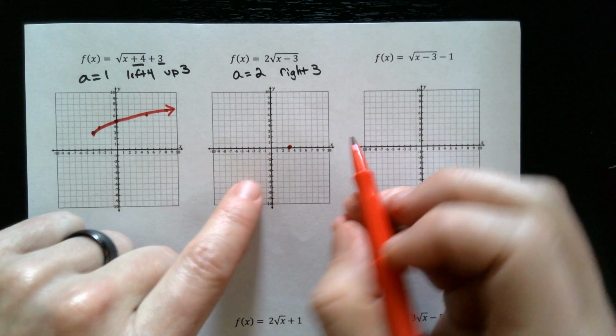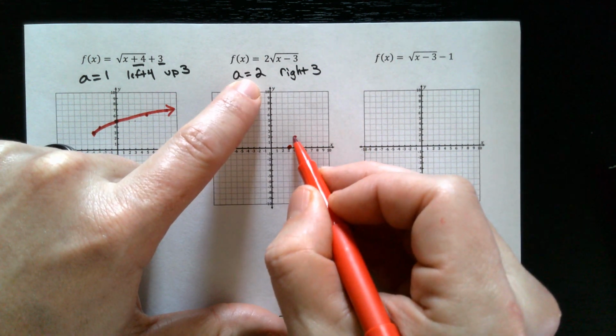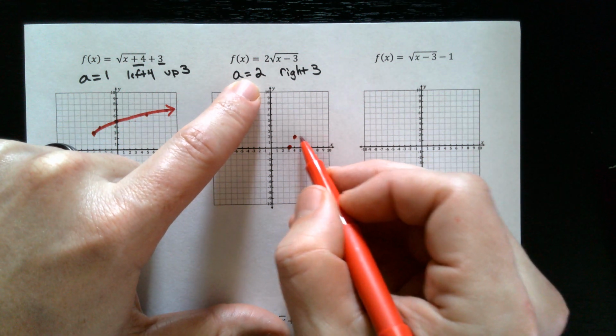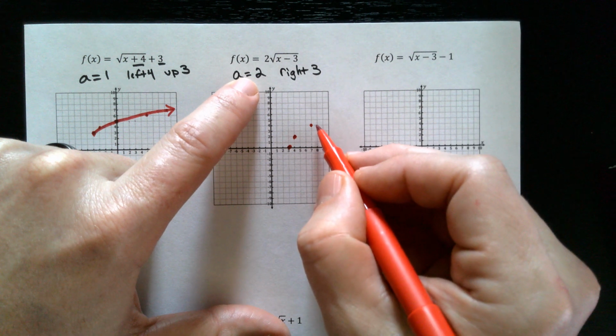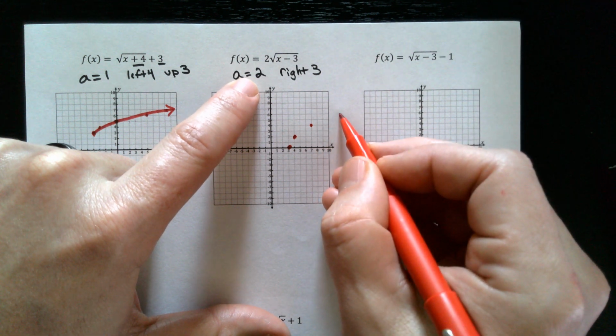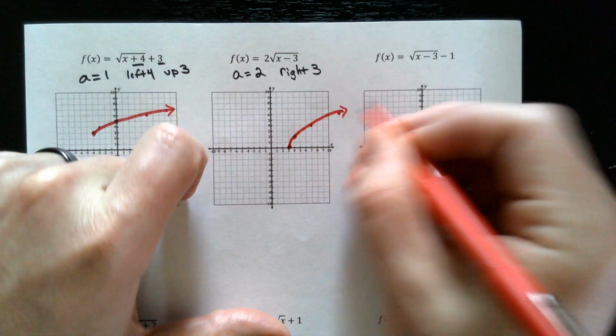So this time I'm going to go over 1, but since A is 2, when I go over 1, I'll go up 2. And then I'm going to go over 3, 1, 2, 3, and then up 2 again. And then I'm going to go over 5, 1, 2, 3, 4, 5, and up 2 again. So there is my graph.